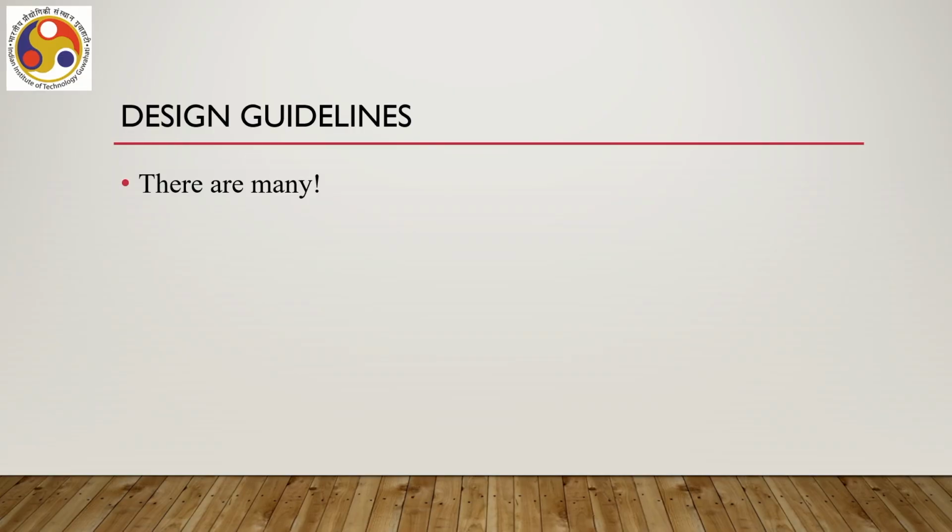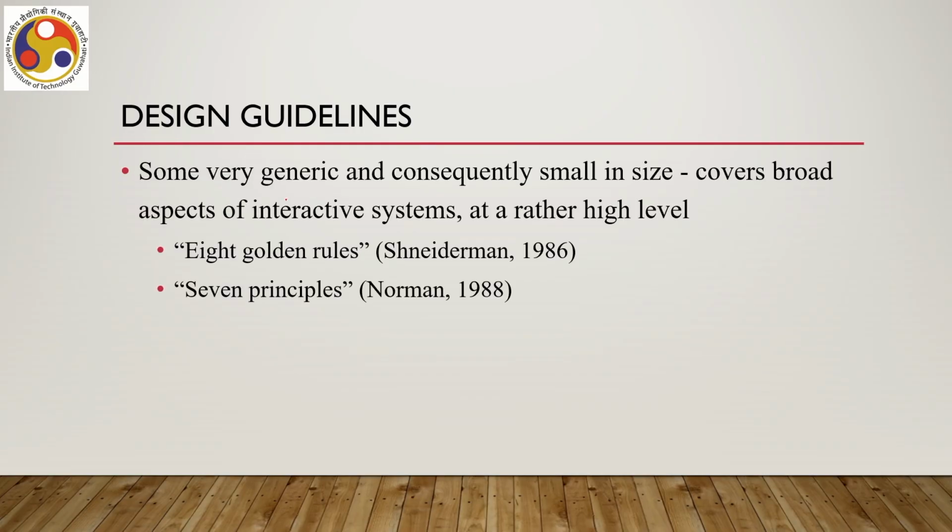Now, there are many such guidelines. Some are very generic and consequently small in size. They are very broad in nature, and the number of guidelines is generally small. So, they cover broad aspects of interactive systems at a rather high level. Examples are the 8 golden rules by Schneiderman, primarily meant to take care of graphical user interfaces, but those are so generic that they can be applicable to other cases as well.